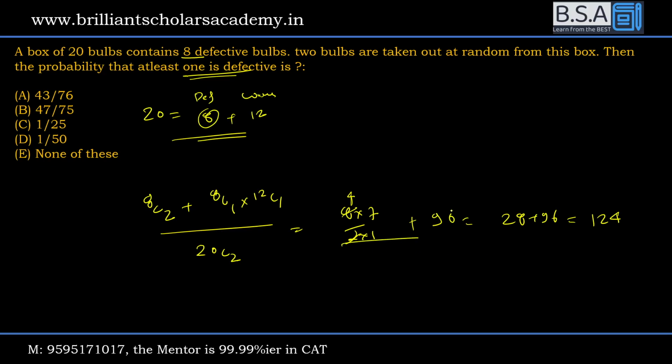What is the denominator? 20 into 19 upon 2 into 1. Cancel, cancel, 190. Whatever you can cancel, do it. आपका आंसर रेडी है. I can see 19 का मल्टीपल तो कहीं भी नहीं है. 2 into 62, 2 into 95. ये 2 into 31 है and this is 5 into 19. There is no common factor. ये आपका आंसर है.